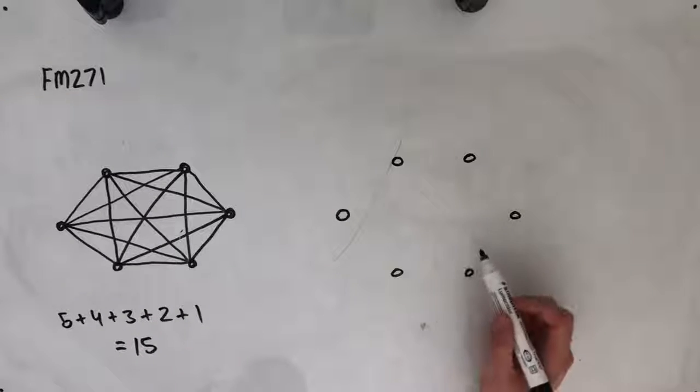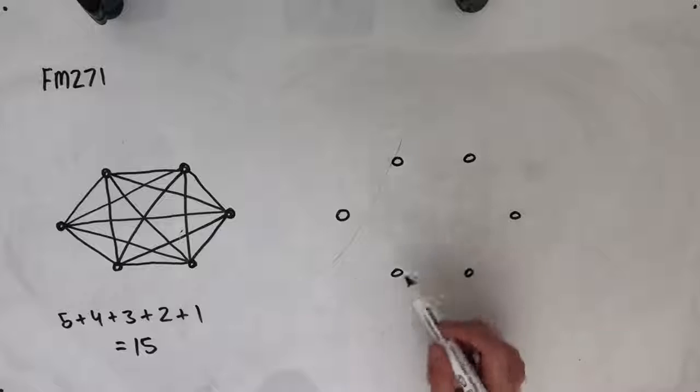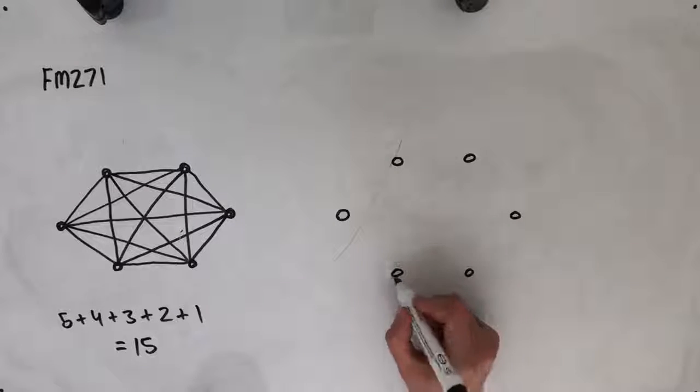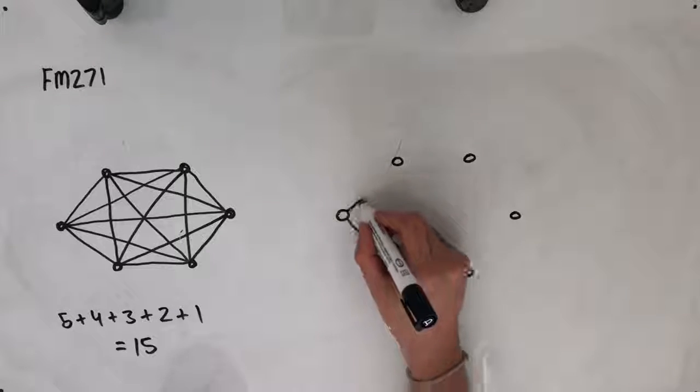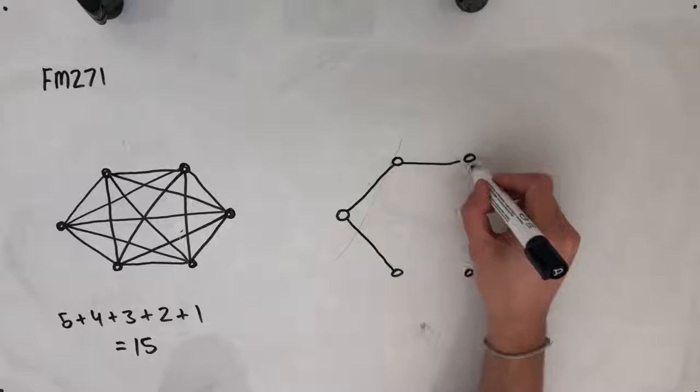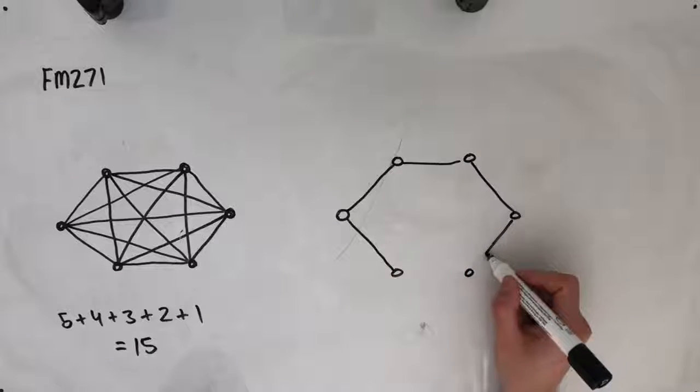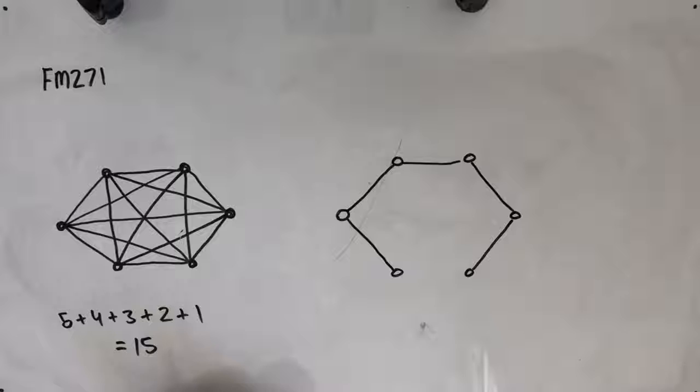Now the minimum number of edges it would take for us to connect 6 vertices is 5, and the easiest way to show that is just like this. 1, 2, 3, 4, 5, that is now a connected graph.